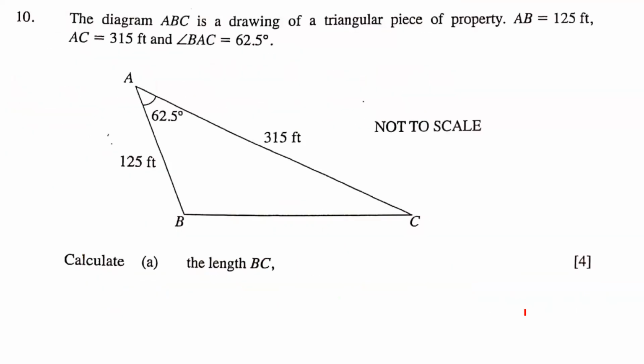Okay, let's move on to number 10. Now for number 10, we have this diagram and they want us to figure out the length of BC. So they want us to figure out this length right there, the length of BC, okay? Now for this one, we're gonna use the cosine rule. And so let's use the cosine rule.